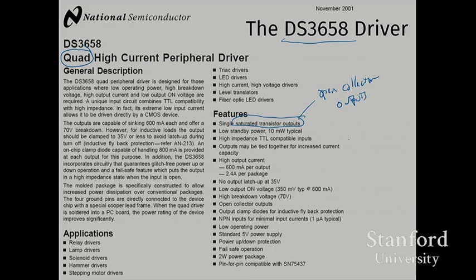It has one very nice feature. It says that you can tie the outputs together for increased capacity. So each output, in this case we see each output can put out up to 600 milliamps, or it can sink 600 milliamps. You can tie the 4 outputs together to get 2.4 amps. And the point I want to make here is that this is not always true with all drivers.